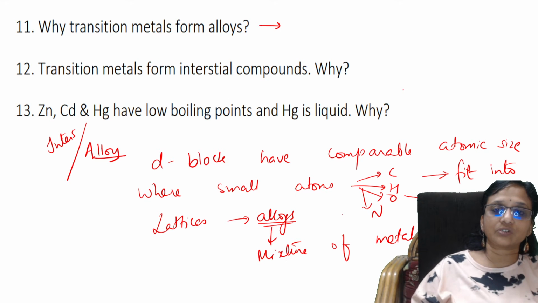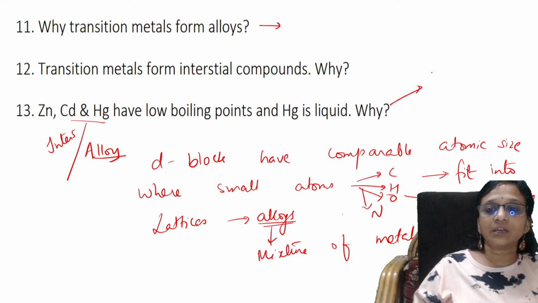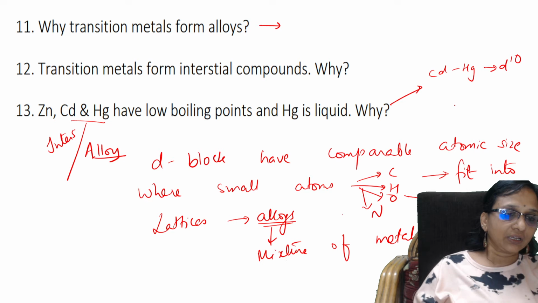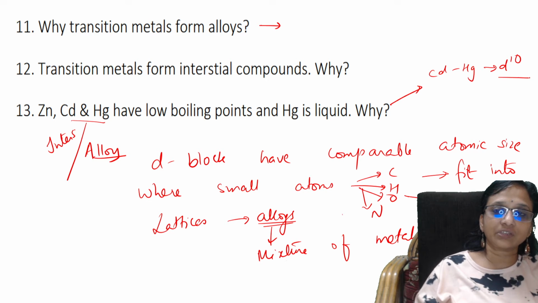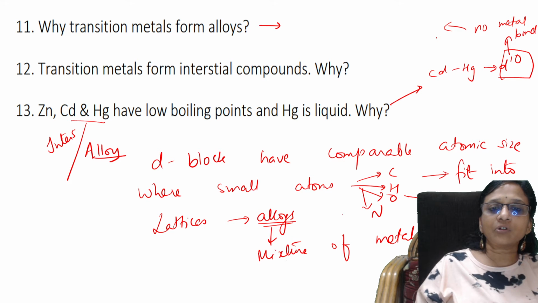Why? Okay, one more question. Why do they have low boiling points and mercury is a liquid? Tell me, students. Yes. So in cadmium and mercury, d10 configuration is there, fully filled. So what will happen? The metallic bonding, no electrons are there, everything is filled now. When all the d orbitals are filled, nothing will participate. So no metallic bonding is formed. So when there's no metallic bonding formed, it will have low BP.